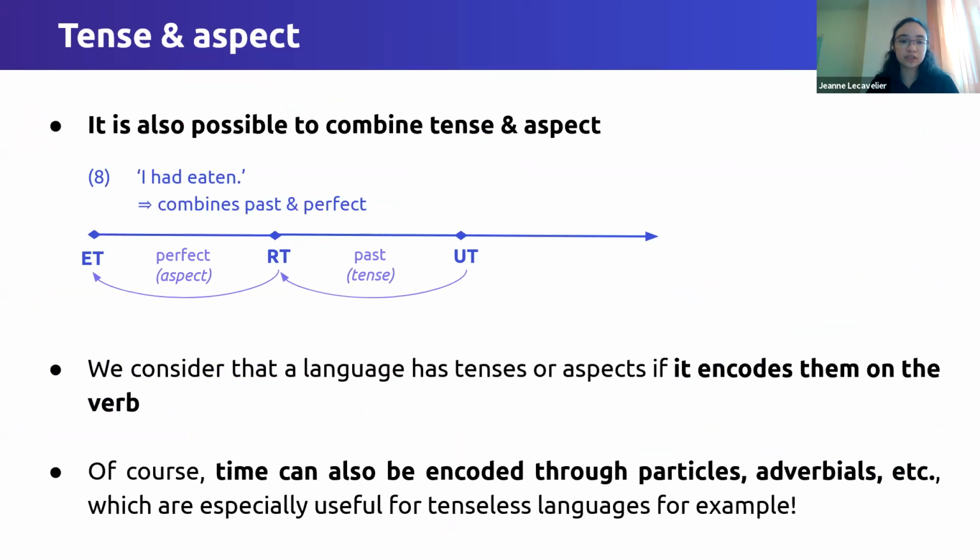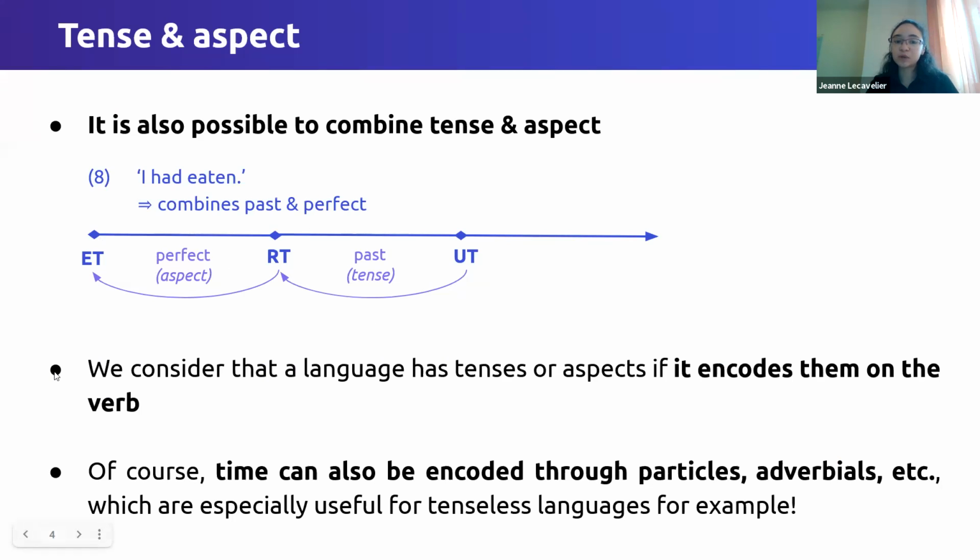Also, it's possible to combine tense and aspect. For instance, in English, I had eaten. We see that we have a combination of the past, so I had, which codes that the reference time is before the utterance time, and the perfect, so eaten, which codes that the event time is before the reference time. And this is why when you hear I had eaten, you get that this happened quite far in the past, because you get both tense and aspect.